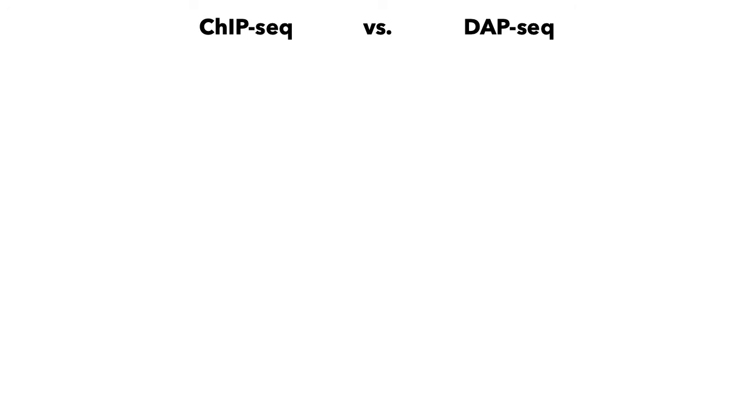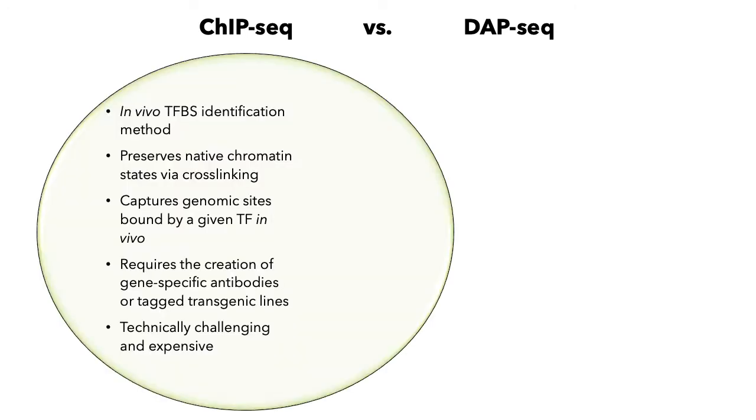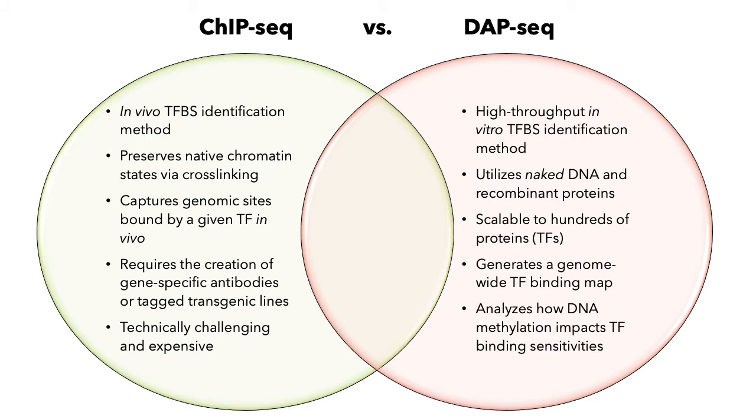So now let's discuss the differences between ChIP-seq and DAP-seq. As you can see, there are quite a few differences, but some of the important ones you should know is that ChIP-seq is an in vivo transcription factor binding site identification method, whereas DAP-seq is a high throughput in vitro transcription factor binding site identification method. ChIP-seq preserves native chromatin states via cross-linking, whereas DAP-seq utilizes naked DNA and recombinant proteins. ChIP-seq captures genomic sites bound by a given transcription factor, whereas DAP-seq is scalable to hundreds of transcription factors.